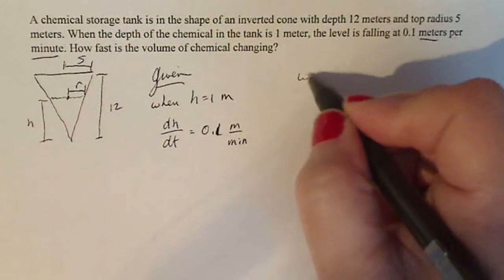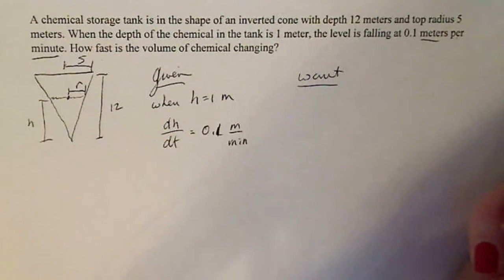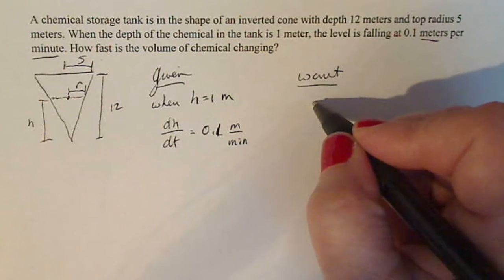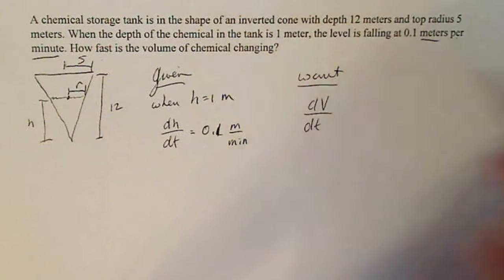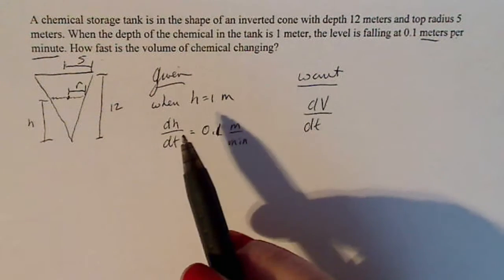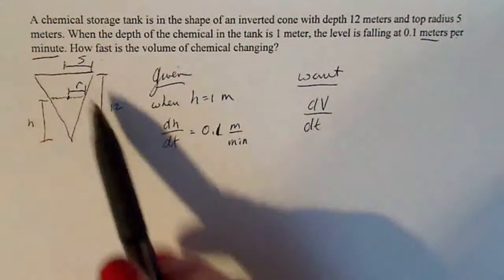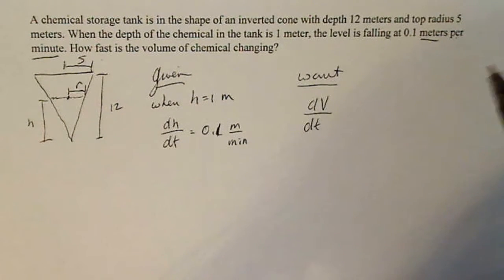Now what I want is how fast, which is a time element, is the volume of chemical changing. So that's a rate. I want to know how fast the volume is changing. So I'm trying to find dV/dt. I'm given this information here, and I have this picture here. In this picture, I should relate somehow V and H together.